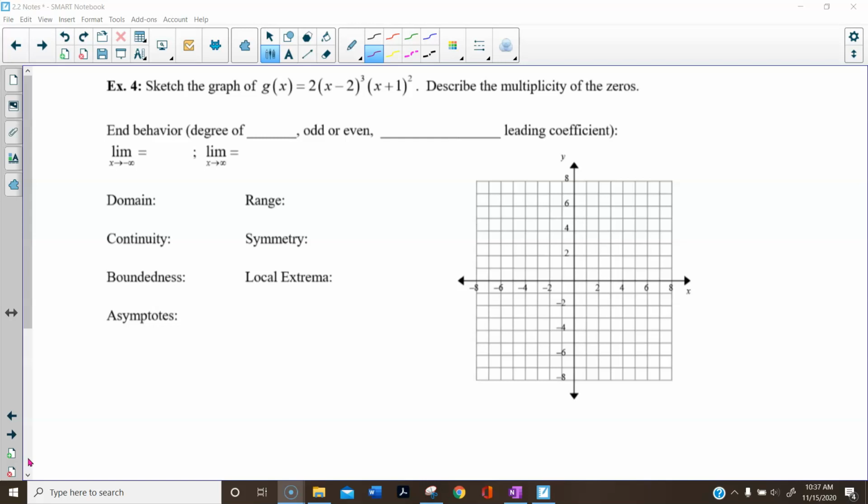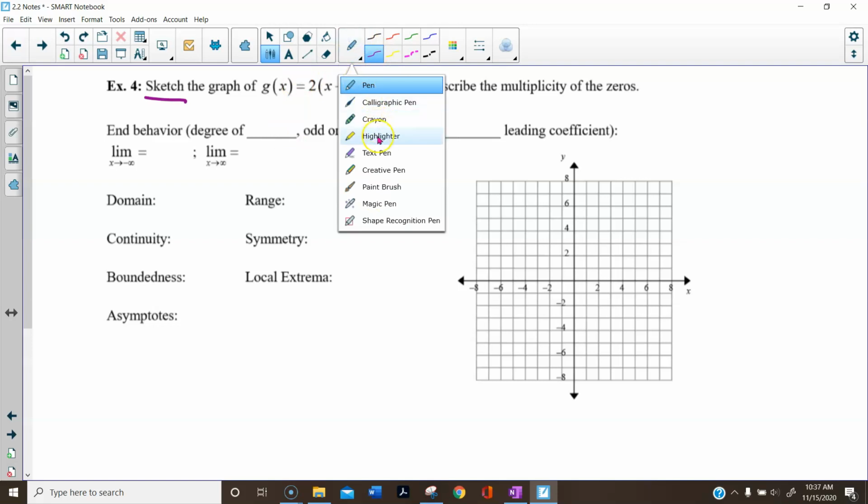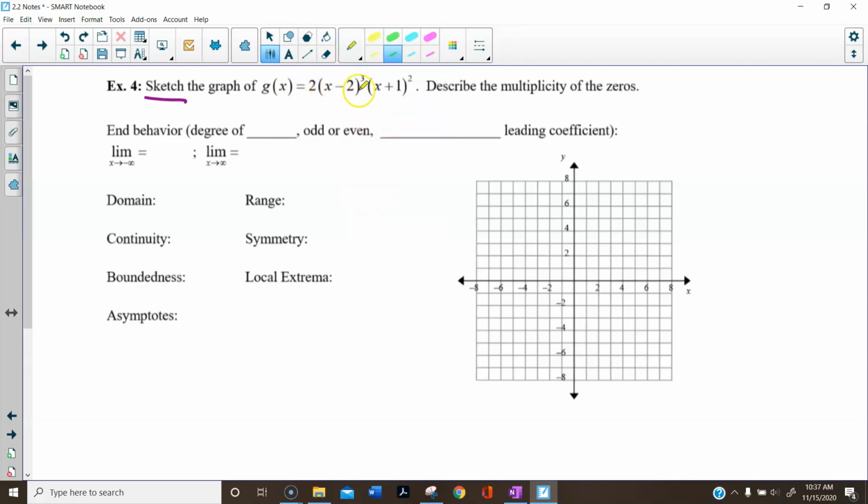So example 4, it wants us to sketch the graph of g of x. A sketch is not going to be an exact graph, but it's going to be close enough. So this is in factored form. Because it's in factored form, this x minus 2, I have 3 of those. It's x minus 2 times x minus 2 times x minus 2. And x plus 1, I have 2 of those, x plus 1 times x plus 1.